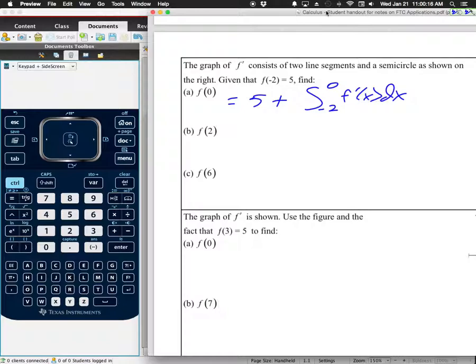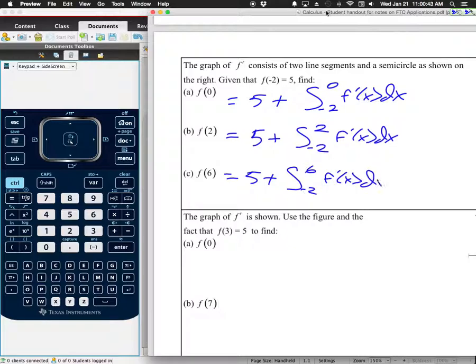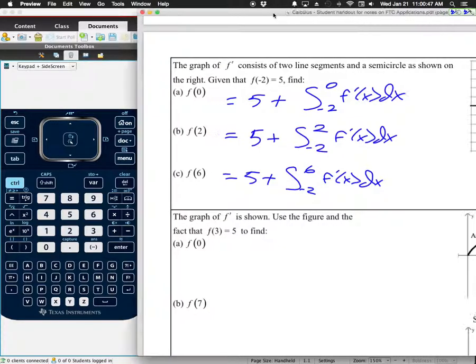All right, let's set up the next one. What's f of 2 going to be? 5 plus the integral from -2 to 2 of f prime of x dx. And the last one is going to be 5 plus the integral from -2 to 6 of f prime of x dx. Once you have them set up, then you can proceed to the graph.